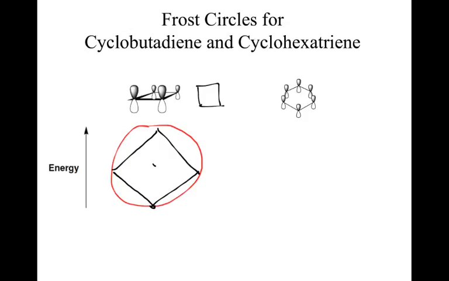Through the center of my circle, I can draw my dotted line. I then have a bonding orbital at the bottom. I have two non-bonding orbitals and one anti-bonding orbital. That's it. That's my Frost circle. I could then go through and add the electrons from my structure. I know I have 4 pi electrons because I had 2 pi bonds. 1, 2, 3, 4. I have unpaired electrons, super reactive molecule.